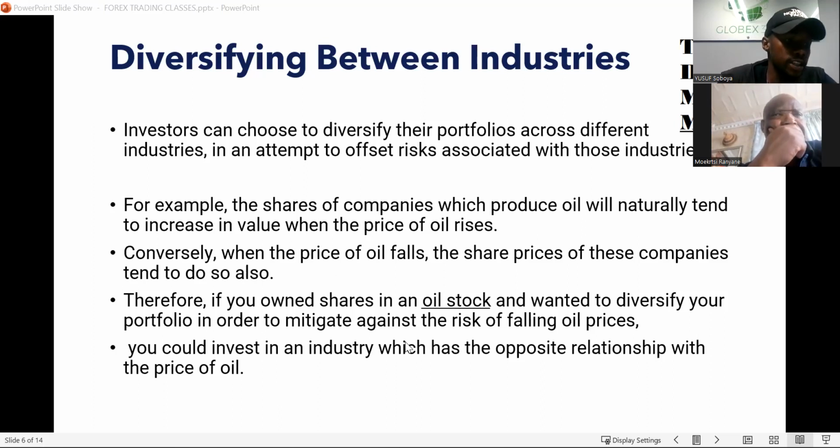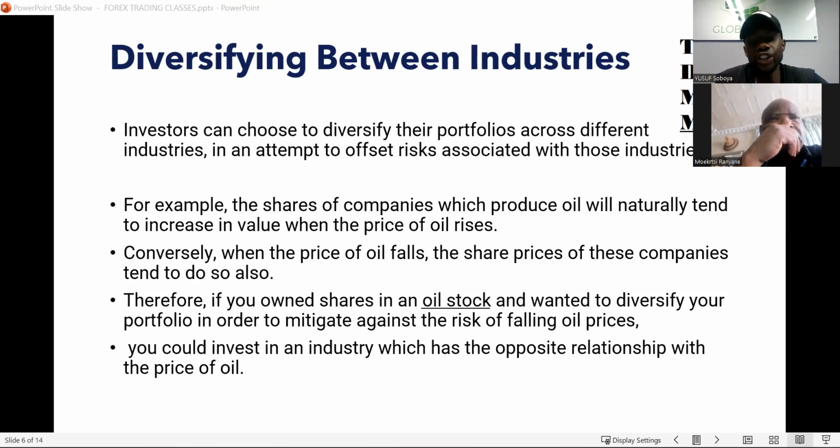So you can diversify your portfolio amongst industries. Investors can choose to diversify their portfolio across different industries in an attempt to offset the risk associated with those industries. For example, the shares of a company which produces oil will naturally tend to increase in value when the price of oil rises. Conversely, when the price of oil falls, the share prices of the companies tend to do the same thing.